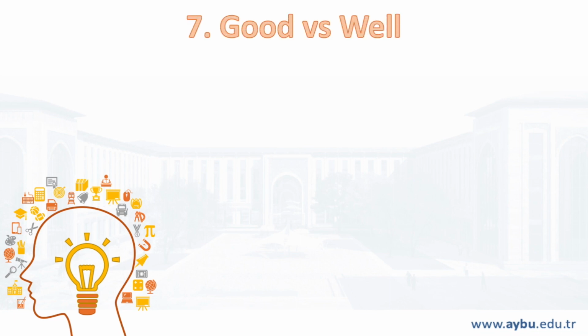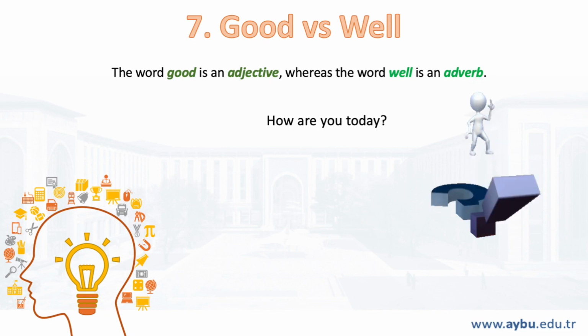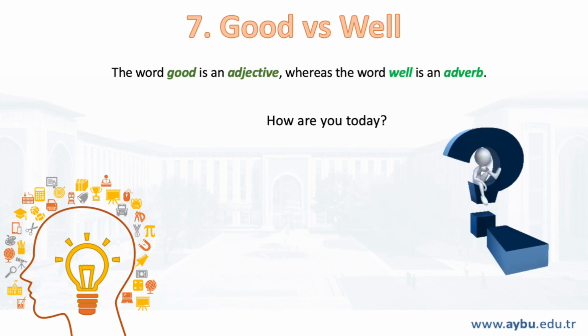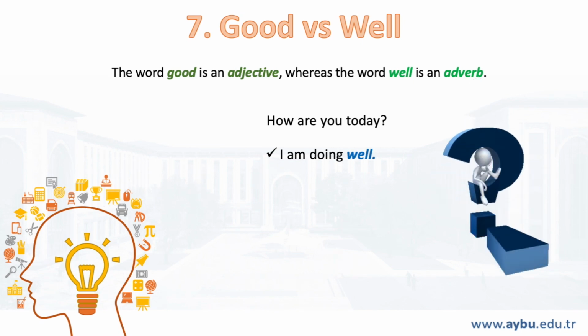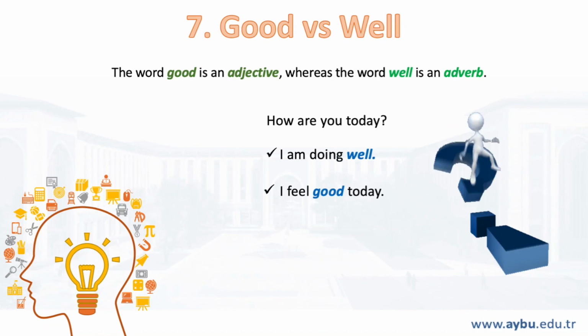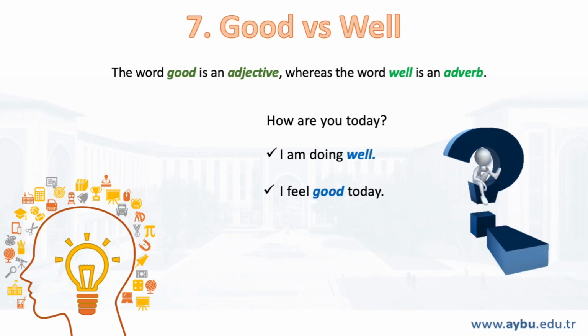The next one is about good versus well. This is also simple because the word good is an adjective, but the word well is an adverb. Look at this example. How are you today? How would you answer this? You should say, I'm doing well, if you want to use an adverb. You can say, I feel good today, if you want to use an adjective.